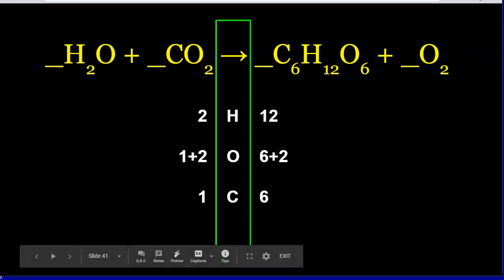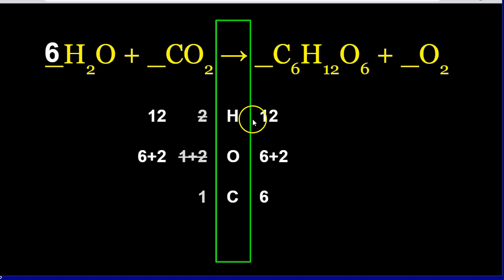Alright, so now we have to make this balance. Looking at the hydrogens, there's 12 on the right side, we have 2 on the left side. So if we multiply 2 times 6, we get 12. So we put a 6 here in the coefficient. But that also changes the number of oxygens, so we update these numbers here. Cross out the ones you're not using anymore. 6 times 2 is 12. Cross out the 2. 6 times 1 is 6 plus 2, so we write 6 plus 2, cross out the 1 plus 2 because those are not true anymore.